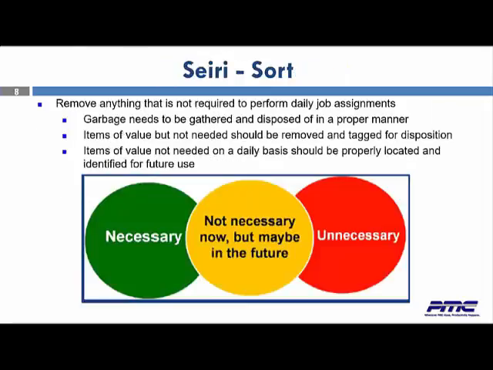The first of the 5 S's is sort, which means remove anything that is not required to perform your daily job assignments. Garbage needs to be gathered and disposed of in the proper manner. Items of value but not needed should be removed and tagged for disposition. Items of value not needed on a daily basis should be properly located and identified for future use.